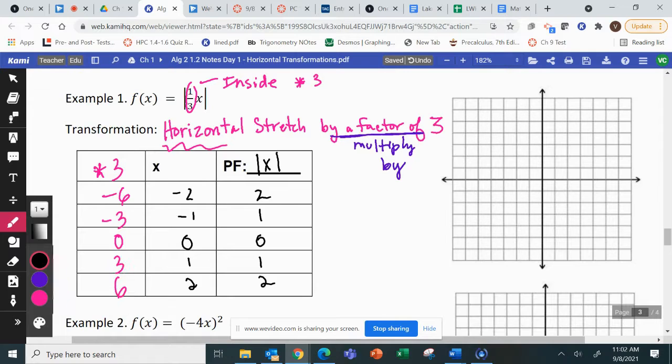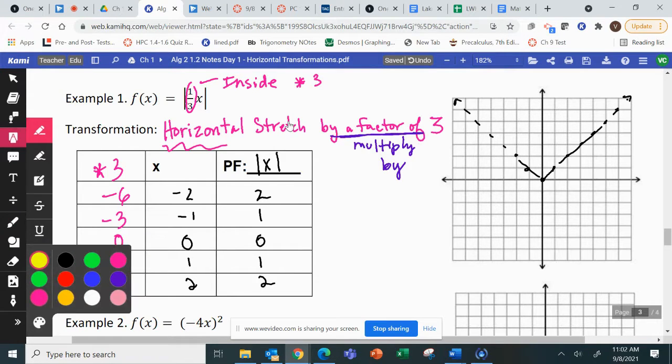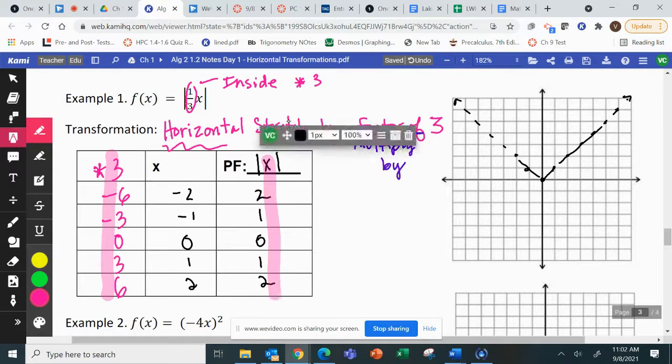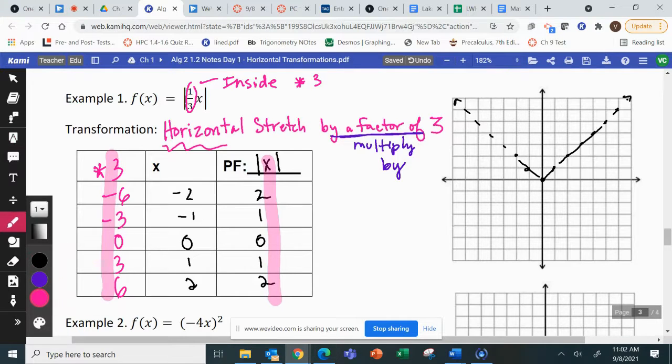Okay, I forgot to put my parent function down, so I'm going to do that really fast. I forgot to graph the parent function. So then when we graph the new function, we are graphing our outer x's and our outer y's. So I will be graphing the ordered pair -6, 2. -3, 1. 0, 0. 3, 1. 6, 2.